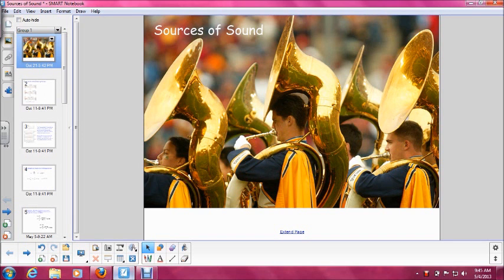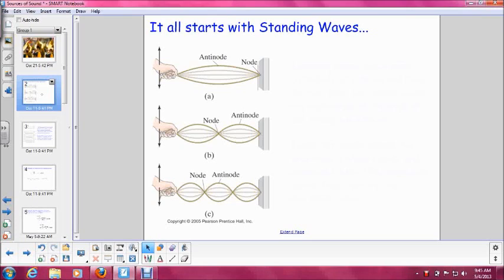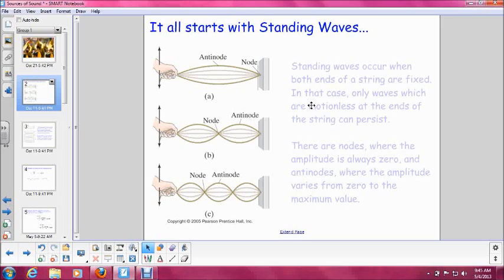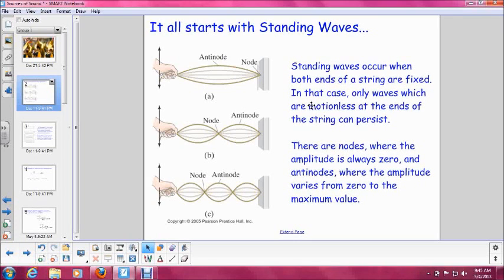Okay, welcome to the last sound video of the year, which is all about sources of sound and where sound comes from. So, sound always starts with standing waves. And the easiest thing to visualize a standing wave with is a string that is fixed at both ends, just like the mechanical oscillator that we had set up on the teaching desk. So a standing wave occurs when a string is fixed at both ends.